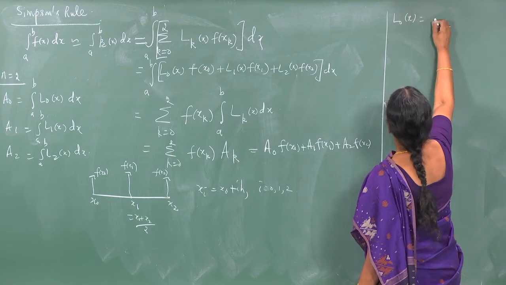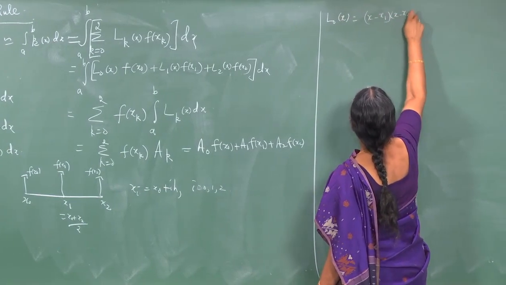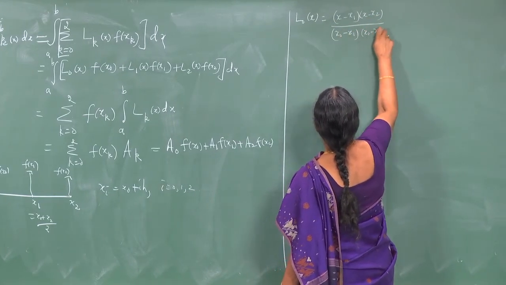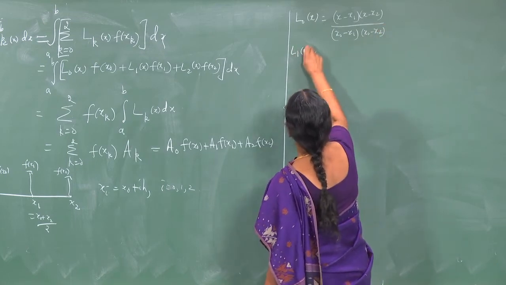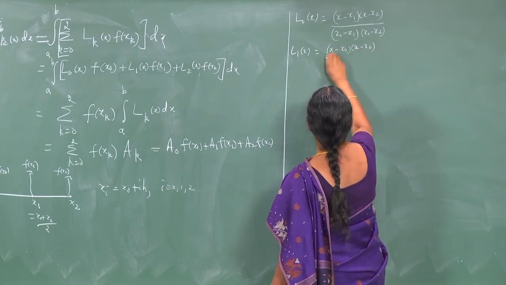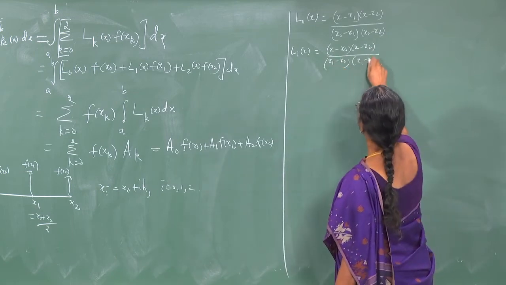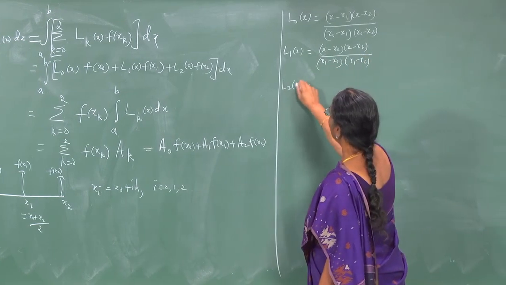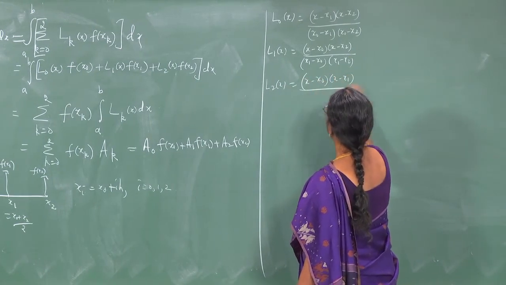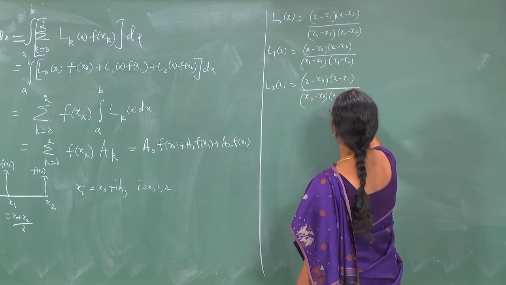So, we write down what these Li of x are. L0 of x is equal to x minus x1 into x minus x2 by x0 minus x1 into x0 minus x2. L1 of x will be x minus x0 into x minus x2 by x1 minus x0 into x1 minus x2, and L2 of x is x minus x0 into x minus x1 by x2 minus x0 into x2 minus x1.